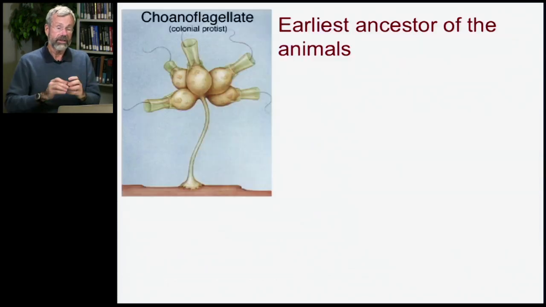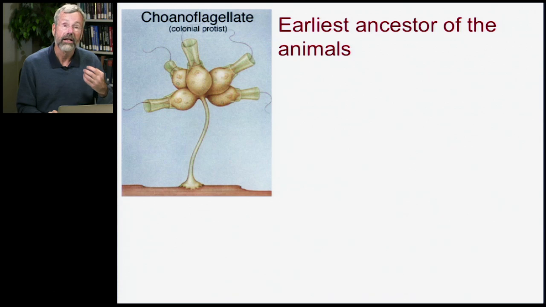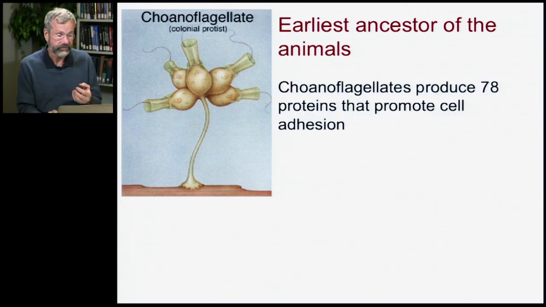Now, the earliest ancestor of the animals was likely this, a choanoflagellate. It's a colonial protist. So these, each one could live independent lives. They're eukaryotic cells like the protozoa. They have mitochondria in them. But they can form colonies. Just like the slime molds form colonies, so can the choanoflagellates.